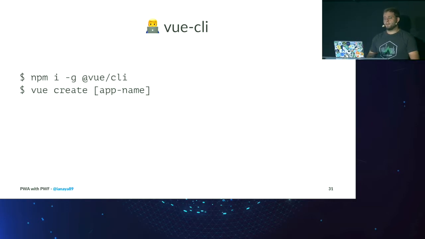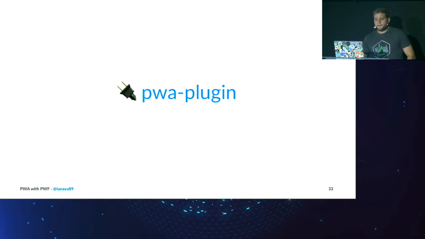You just install it with npm, and then you need to use vue create, the name of the project, to start creating it. Internally, we're going to use the PWA plugin from Vue.js. We don't need to install anything because all the plugins are downloaded from GitHub. Or internally, I don't really know if they are internally in the CLI or you can download that. But the CLI will take care of that.